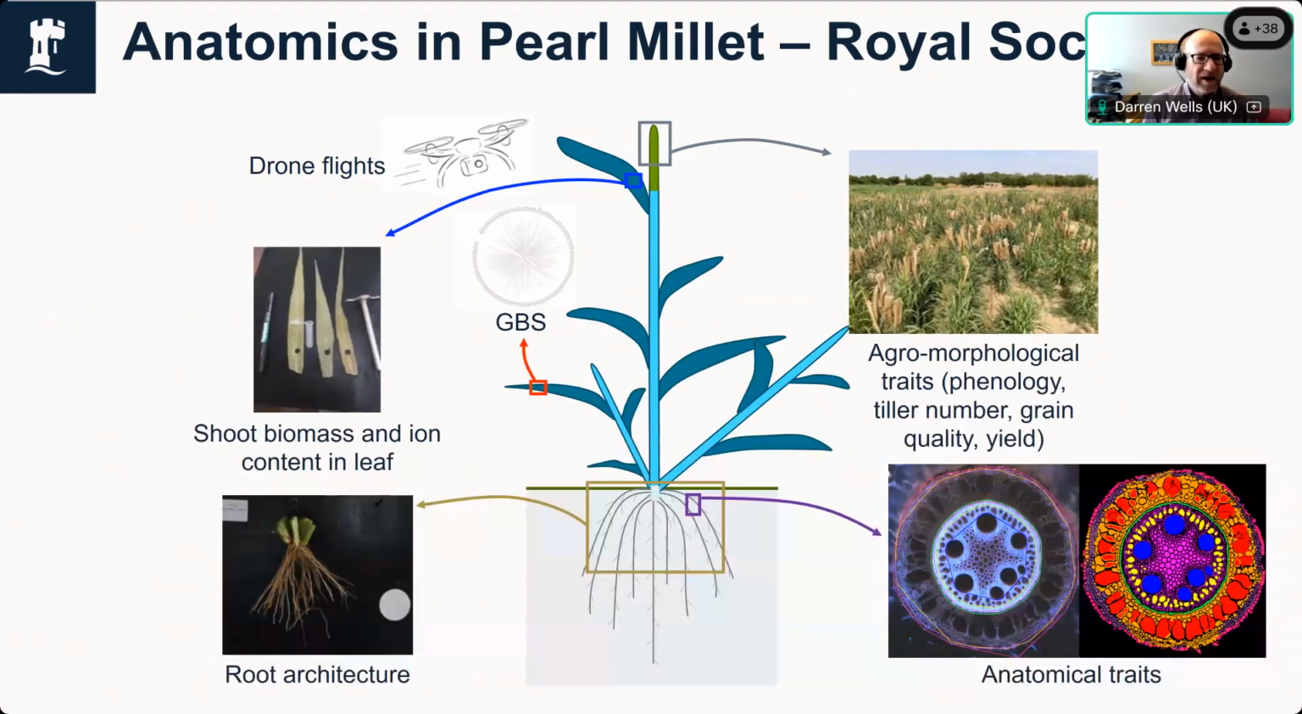So this is a summary of everything we measured with drone flights. We have the morphological traits. We did some more genome sequencing to make sure everything was right with our genetic maps. Biomass and ion content, root architecture via the shovelomics system, and then anatomical traits via that.